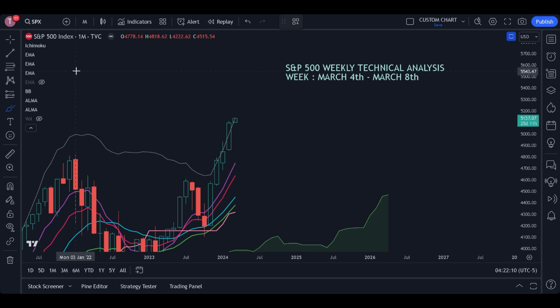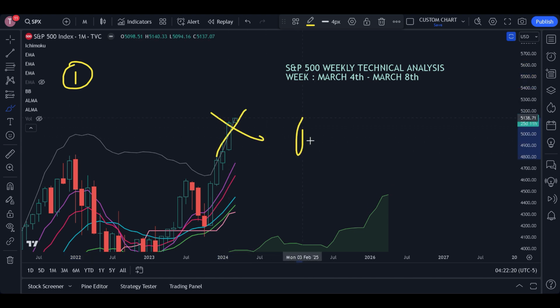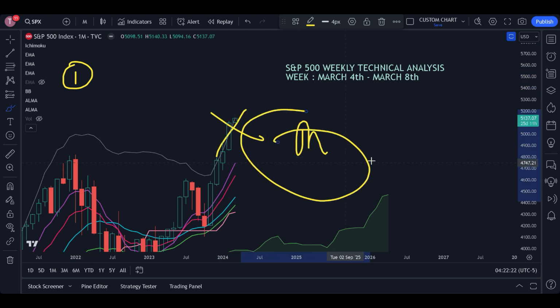Now guys, I am going to discuss the first point of the agenda of this S&P 500 weekly technical analysis. And here I will do the technical analysis on the weekly chart. This is not the weekly chart, this is the monthly chart. M as in month, monthly chart.